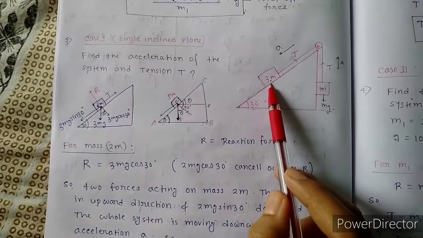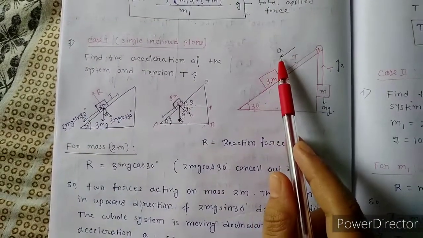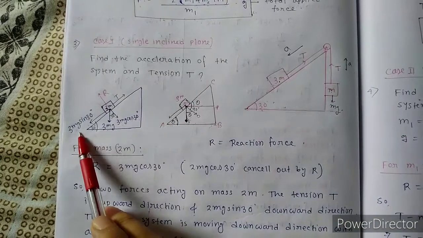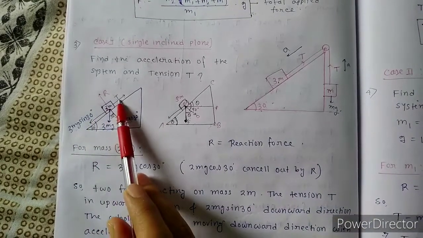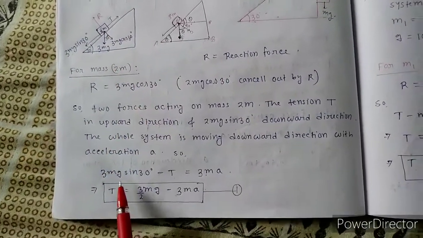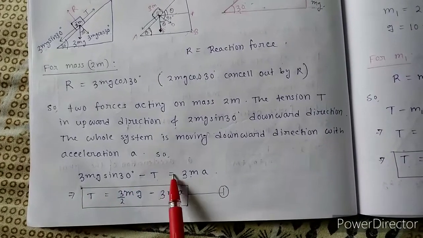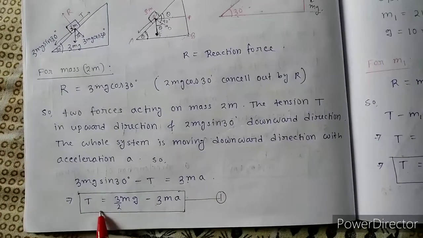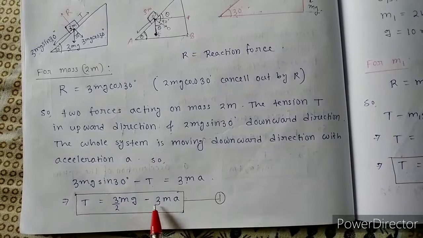As the mass 3m is moving in the downward direction with acceleration A, 3mg sin 30 degrees is greater than the tension T. So we get 3mg sin 30 degrees minus T equals 3ma. So T equals 3 by 2 mg minus 3ma.